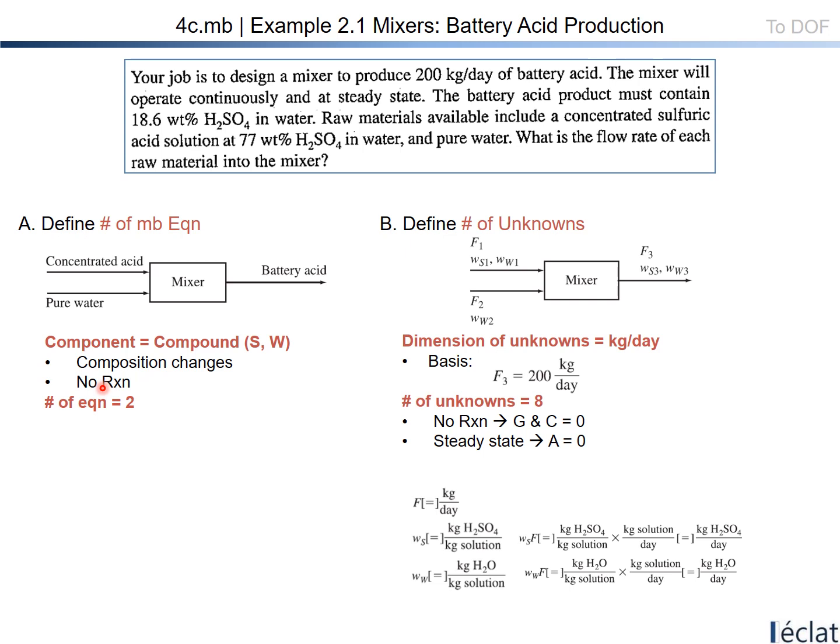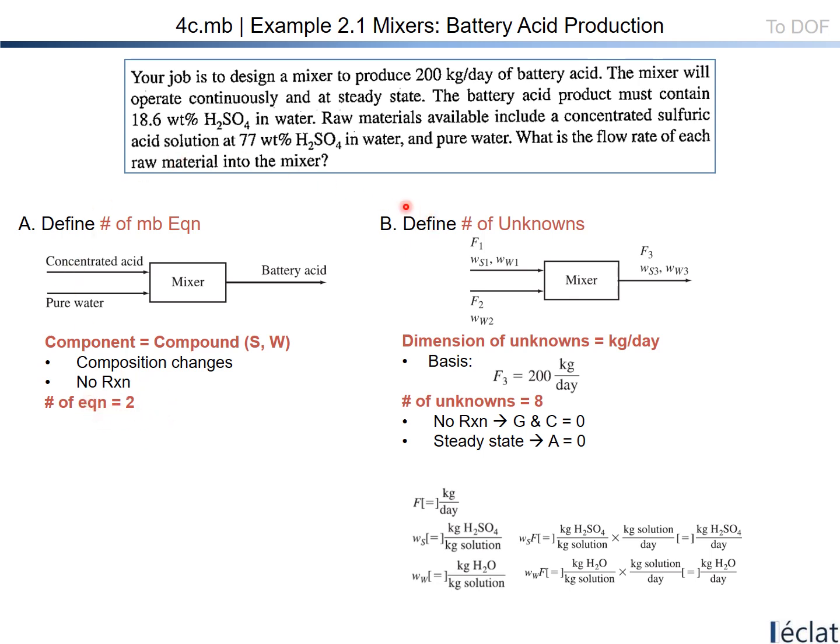So we could use compounds and also elements as components for material balance equations. But if you have those two choices, it is better to use compounds as the component for material balance equations. You could simplify the calculation when you are using compounds instead of atoms. Therefore we have two components for this process, S and W. So two components. It means the number of material balance equations is 2.